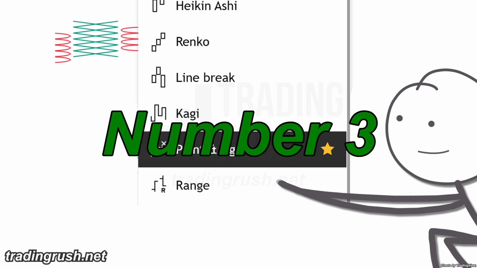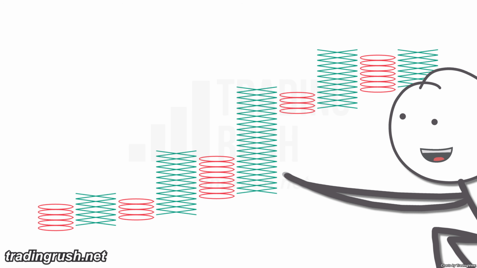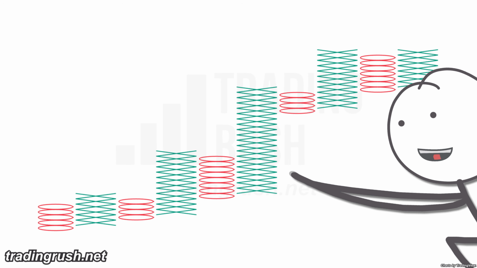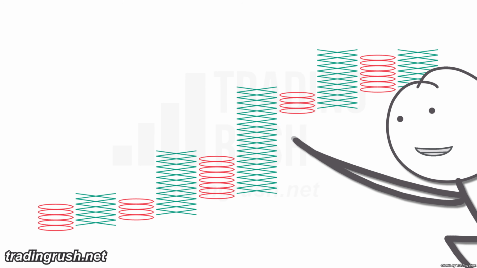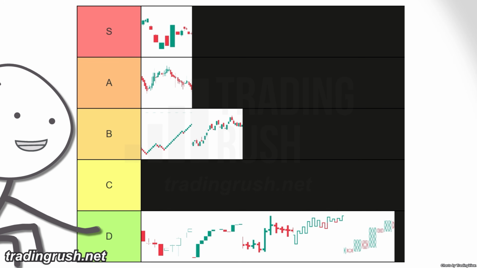Number 3. Point and figure looks like tic-tac-toe, but wrong. Basically, an X appears when the price moves up by a specific amount, and an O appears when the price moves down by a specific amount. It has similar advantages to Renko, Range, and Kagi. You can use this if you want to see the X or O pattern form only after a specific price move. I personally haven't found much use for this one, so I will put it in the D tier.